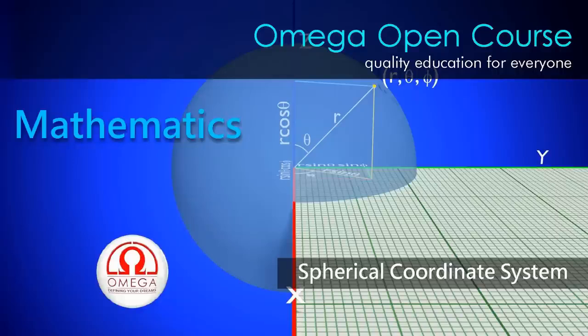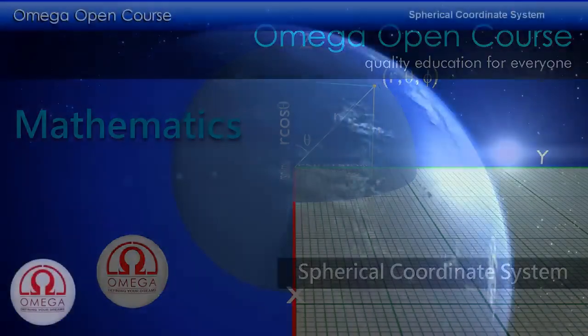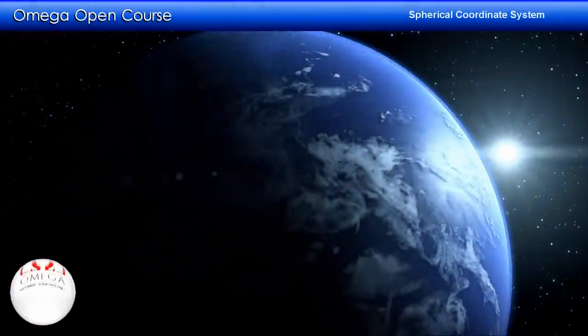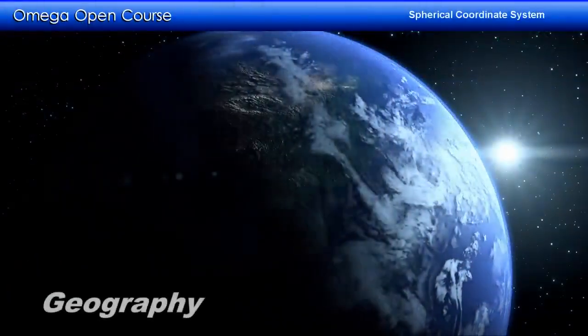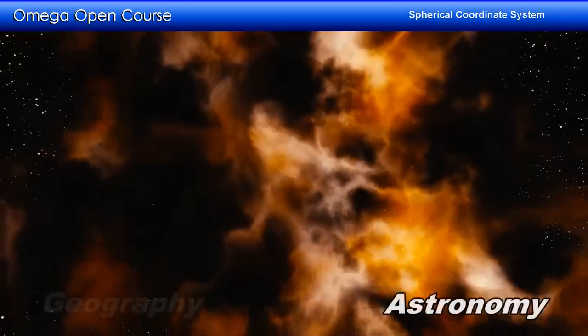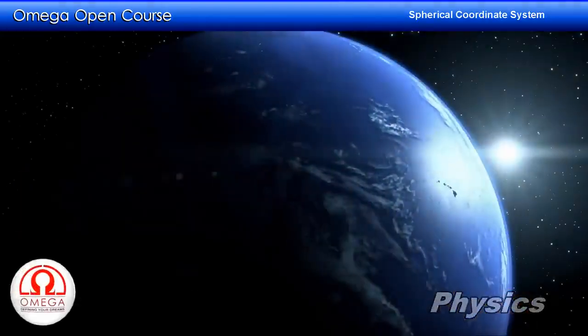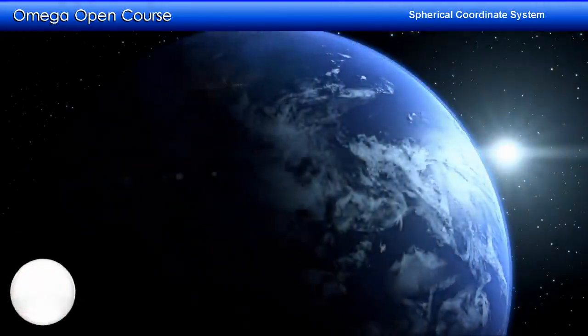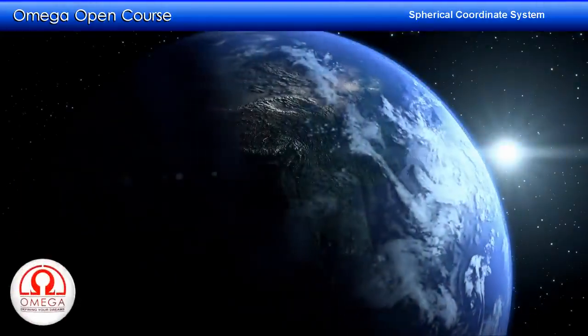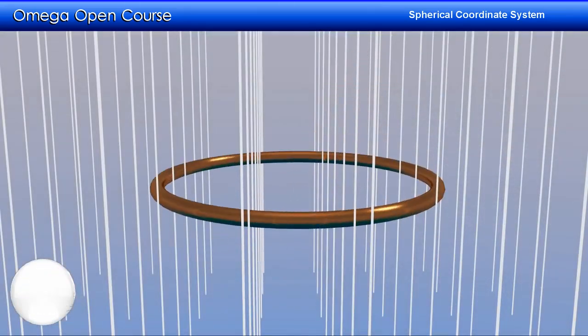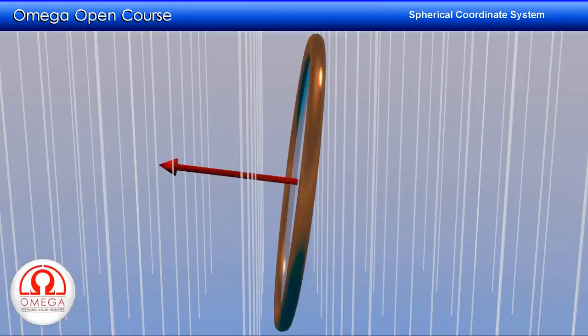In this video, we will be discussing the spherical coordinate system and how to transform Cartesian coordinates and spherical coordinates into each other. The spherical coordinate system has many applications in various fields, including geography, astronomy, mathematics, and physics. In high school physics, understanding of a spherical coordinate system helps a lot while dealing with questions of gravitation, electric field, and other systems which have a symmetry about a point.